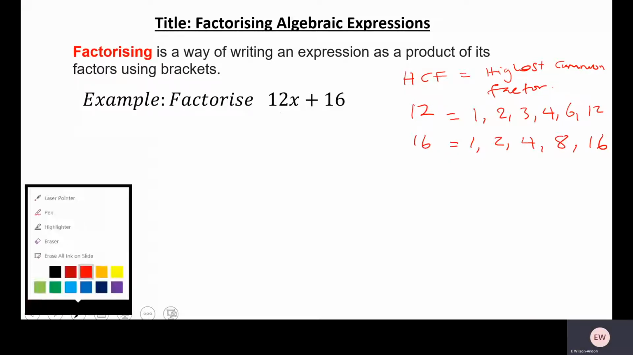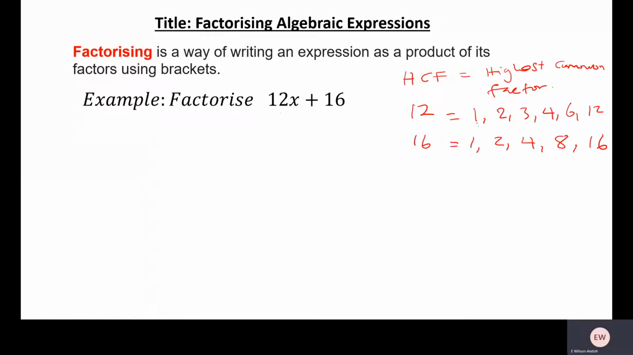Now let's pick the common factors out. So you can see there is 1 here, there is 1 there, there is 2 there, there is 2 there, there is 4 here, there is 4 there, and we do not have any other common factors. So we have 3 common factors. Now, which one is the highest? You can see that 4 is the highest. So this tells you that the highest common factor of 12 and 16 is 4.